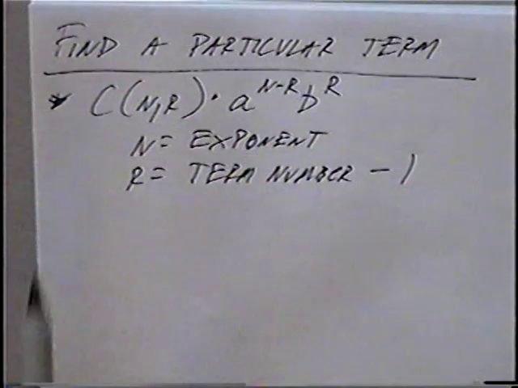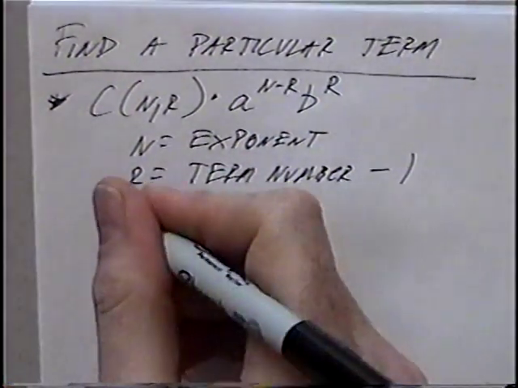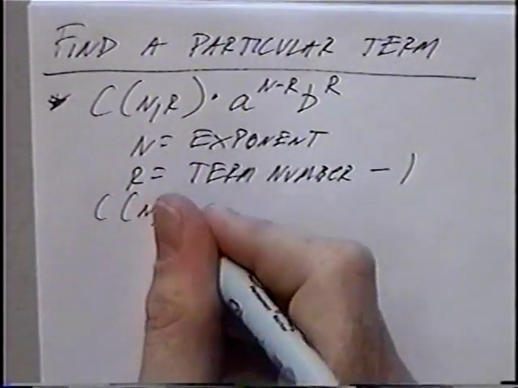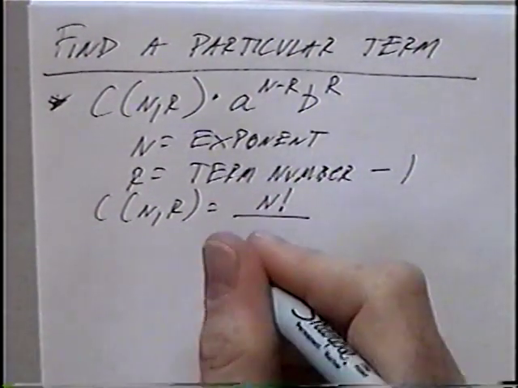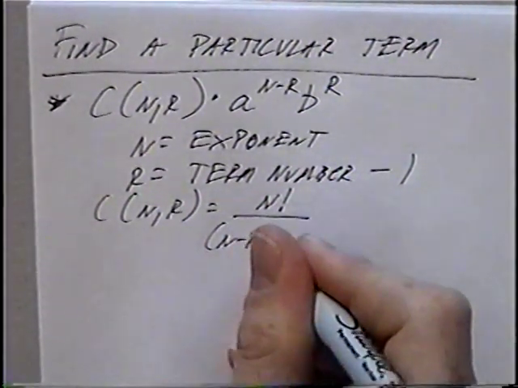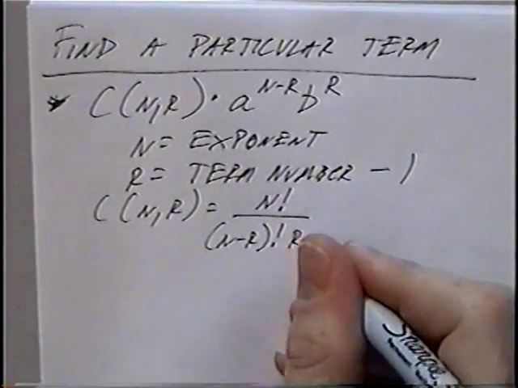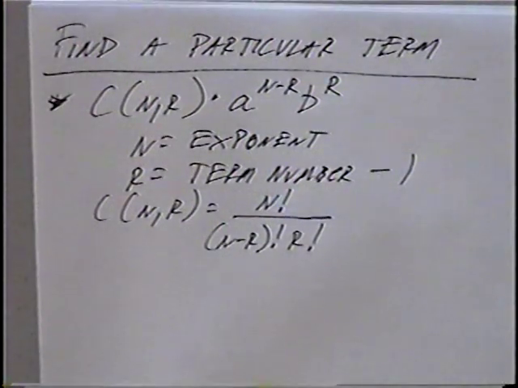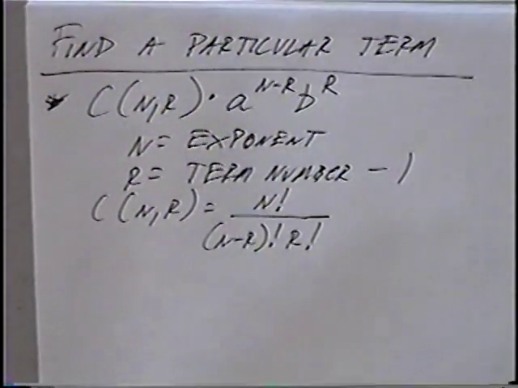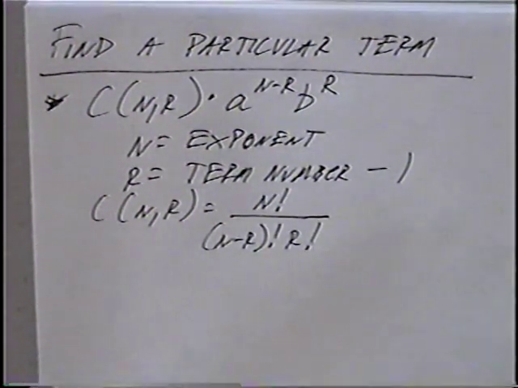The combination formula that we did in chapter 12 is n factorial divided by n minus r factorial divided by r factorial. A and b will be the variables given in the equation.